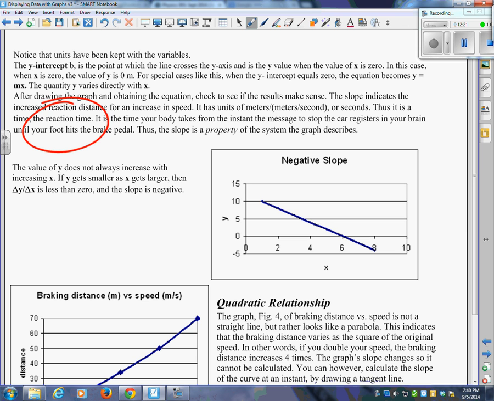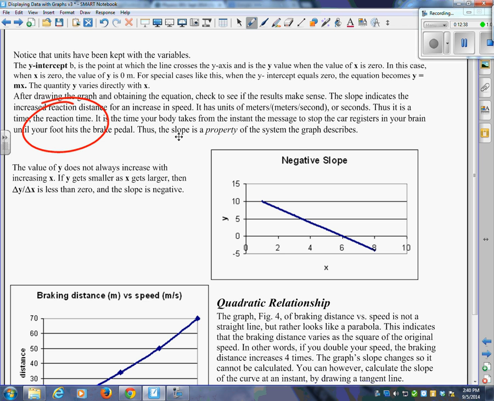In grade 10 science, did you do the little activity where you drop the meter stick and you try and catch it? No. With your fingers? No? We might have time at the end of this period. It's sort of a measure of what your reaction time is, right? It's how long it takes before your foot gets to the brake pedal, right?